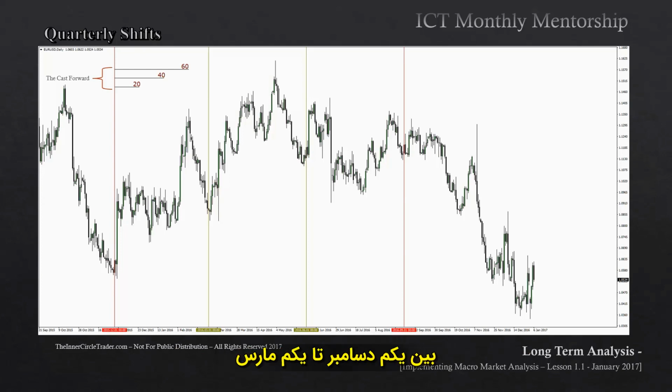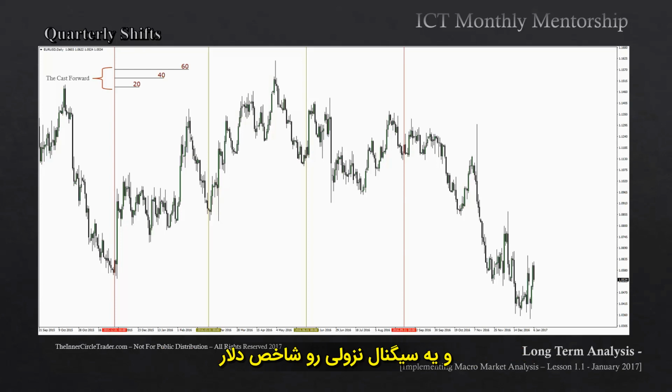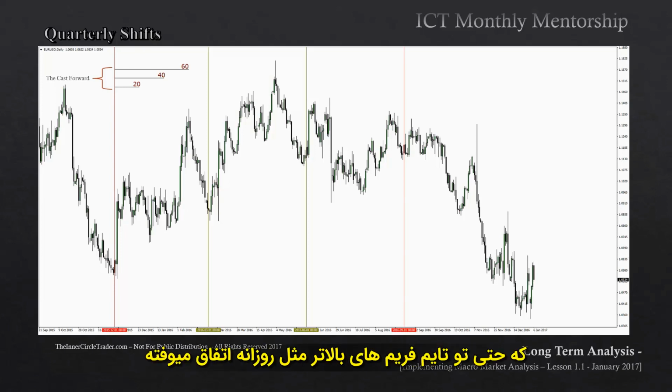In between December 1st and March 1st, we would be expecting a bullish signal to form in the euro dollar and a bearish signal to form in the dollar index. Getting back to what we mentioned earlier about buy programs and sell programs, the scenario would be, even looking at a daily chart, there's going to be a manipulation that takes place even on a higher time frame daily.